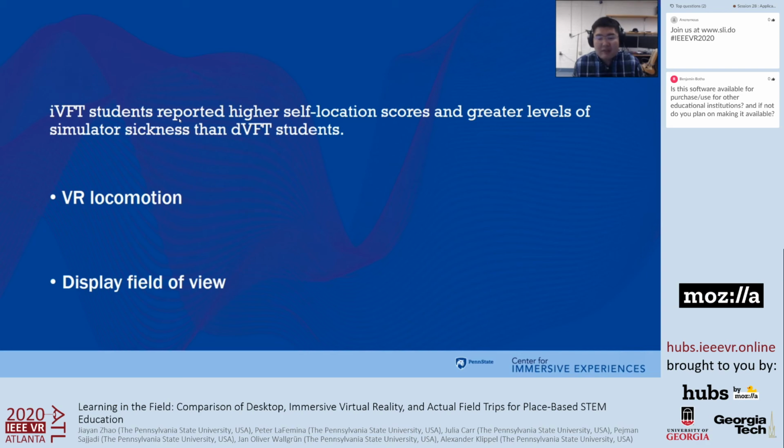On the other hand, such embodied and egocentric access to an environment may be associated with simulator sickness in some cases. In contrast, position trackers were not used with the desktop display, meaning that the desktop virtual field trip could result in less sensory conflict and hence induce less simulator sickness than the immersive virtual field trip.